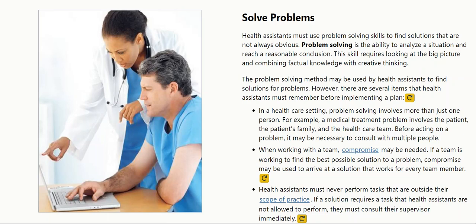Solve problems. Health assistants must use problem-solving skills to find solutions that are not always obvious. Problem-solving is the ability to analyze a situation and reach a reasonable conclusion. This skill requires looking at the big picture and combining factual knowledge with creative thinking. The problem-solving method may be used by health assistants to find solutions for problems. However, there are several items that health assistants must remember before implementing a plan.